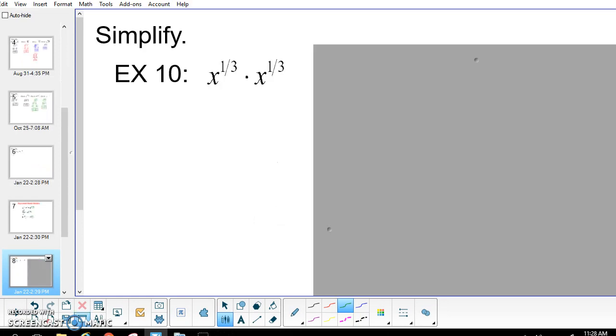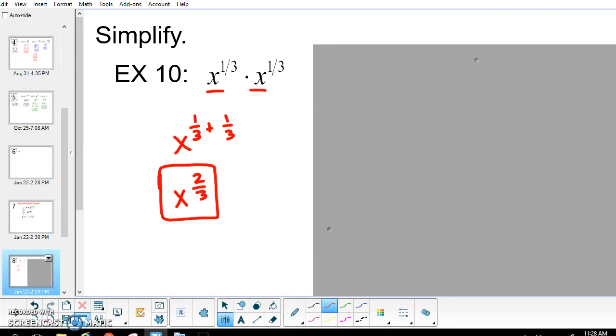All right, so we're going to practice that real quick here. So I'm multiplying this common base of x. So I add the exponents. So that's x to the 2/3. That's my answer.